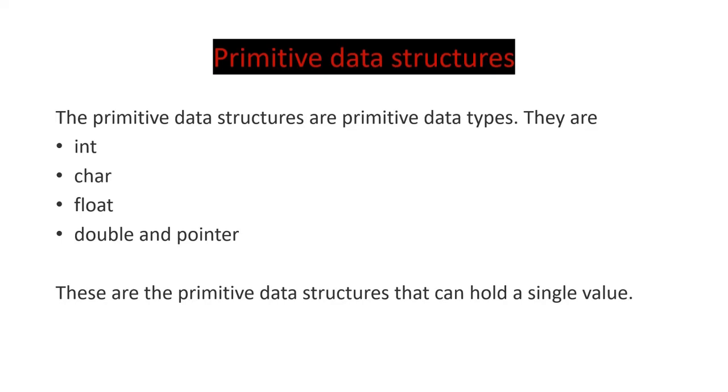The primitive data types are nothing but integer, char, meaning character, float, double, and pointer. So these are called primitive data types. The primitive data types are nothing but primitive data structures. These primitive data structures can hold a single value. So all the primitive data structures can hold a single value.